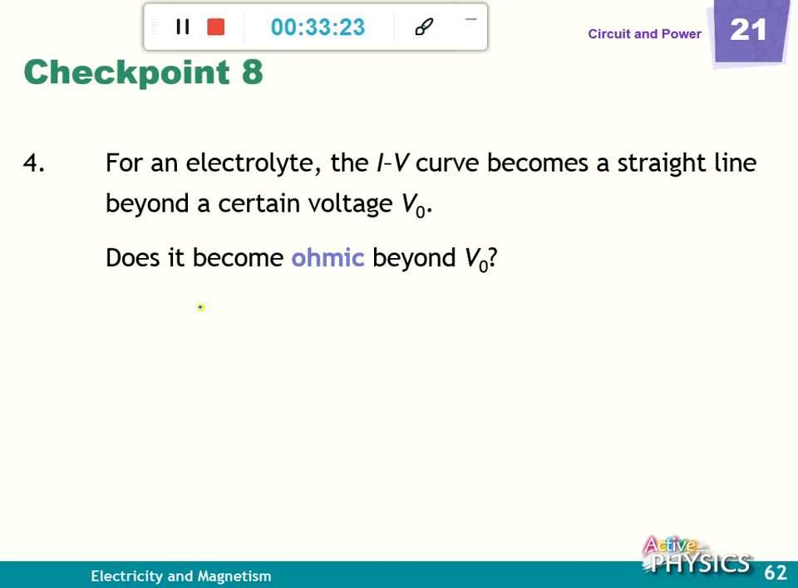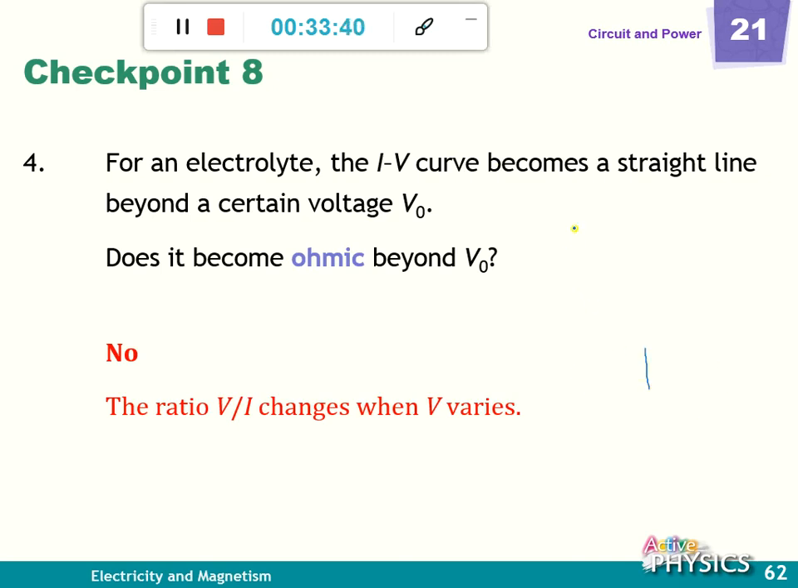Question number 4. For a line, the IV graph becomes a straight line beyond a certain voltage. Does it become ohmic beyond V0? The answer is no, because the ratio V over I is changing.